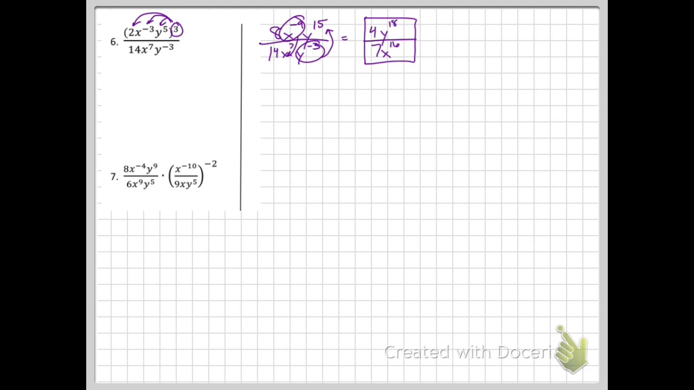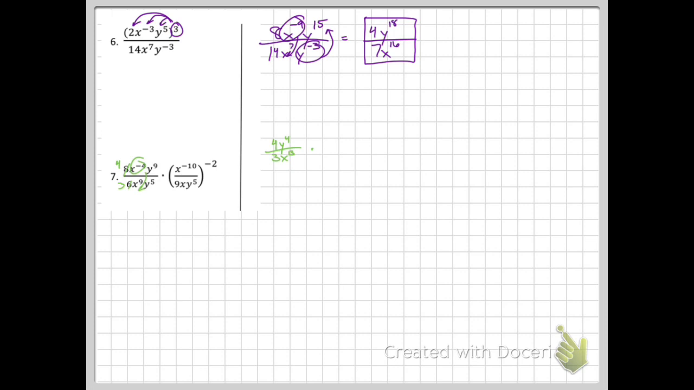Number 7. Okay, so see how this is to the negative 2? Let's deal with that first. So I'm going to leave the other piece alone for now. Let's write it down. Well, we can simplify that as we go. So 8 and 6, those are divisible by 2. 4 and 3, so 4 over 3. And then same thing as problem 6. Move your negatives to the other side. x to the 13th. Subtract your y's, you'd have y to the 4th left.